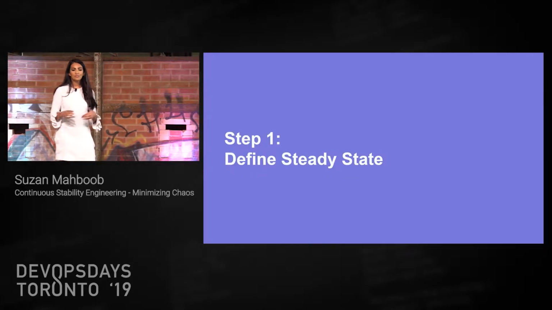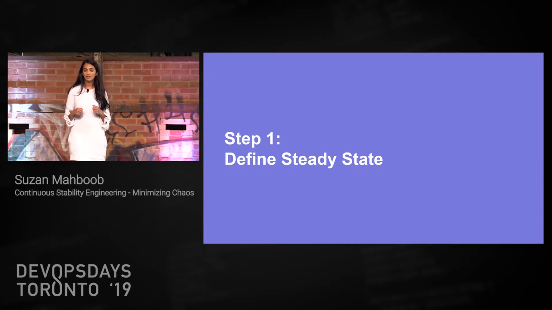First, in step one, we need to know what our steady state is. What is our normal? Our goal is to learn what is and what is not working in our systems so that we can put the engineering effort to harden those systems each and every time.